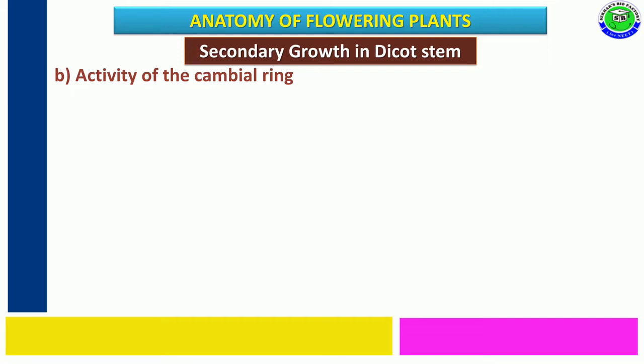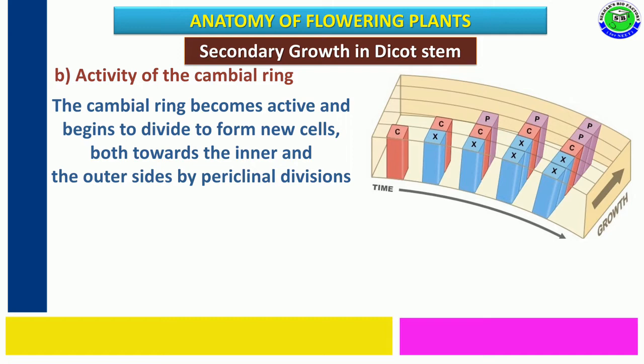The second step is activity of cambial ring. The cambial ring becomes active and performs cell divisions to form new cells by periclinal divisions. Periclinal divisions lead to the formation of cells on the lateral side.